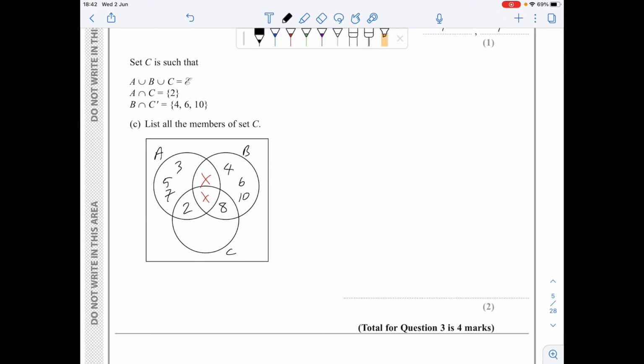And then since A union B union C is equal to the universal set, it means that there is nothing outside the three circles. So the rest of the numbers must be in C. So C contains 1 and 9 as well. So the elements of set C are 1, 2, 8, and 9. Note that if you started with the fact that A and B have nothing in common, so the two circles do not intersect, your Venn diagram would have looked like this.